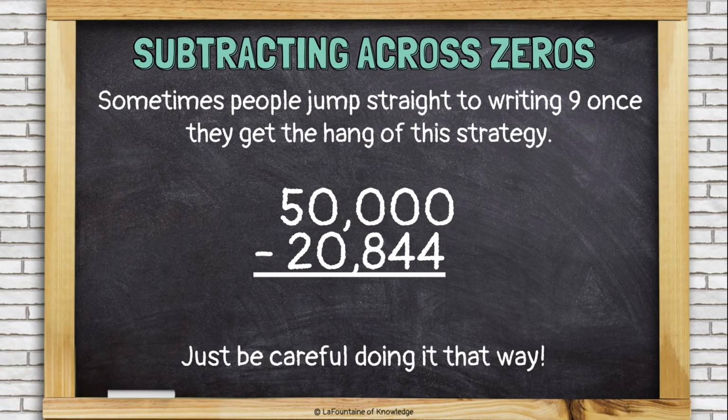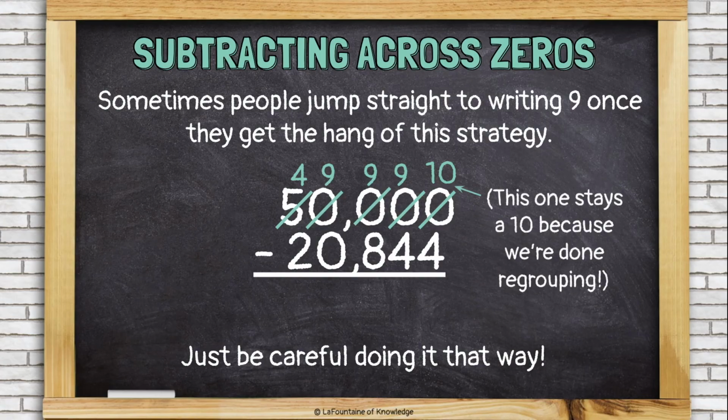Sometimes people jump straight to writing 9 once they get the hang of this strategy. Just be careful doing it that way. So they'll take one away and then just automatically write 9, knowing that they need to keep moving the numbers down. 9, 9. Here's why you have to be careful. This one stays a 10. We don't need to take anything from this place because we're done regrouping. So now we can subtract 10 minus 4, 9 minus 4, 9 minus 8, 9 minus 0, and 4 minus 2.